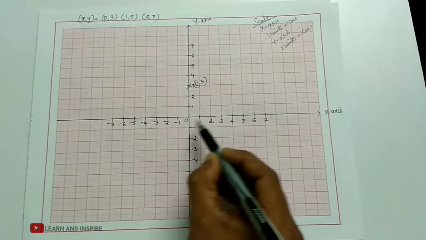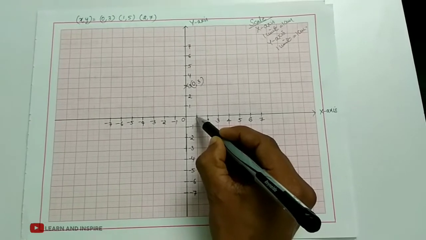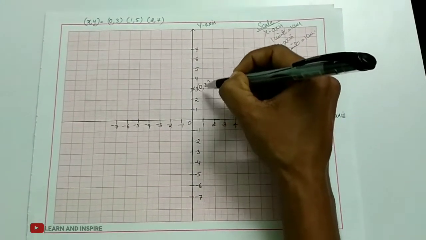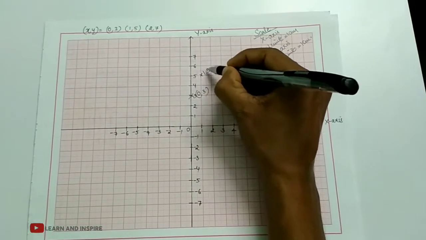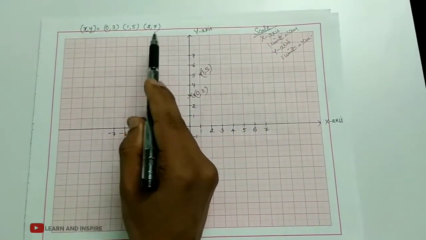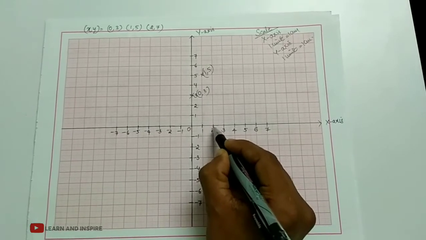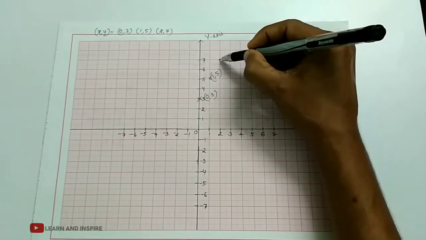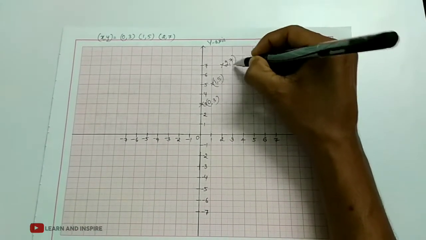So 1 is the x coordinate, so here is 1 which is the x coordinate, and 5 is the y coordinate. So you can see exactly 5 here. Okay, 1 comma 5. Next one is 2 comma 7. So 2 is the x coordinate, so here is 2 which is the x coordinate, and 7 is the y coordinate. Here comes 7, so I represent this as 2 comma 7.